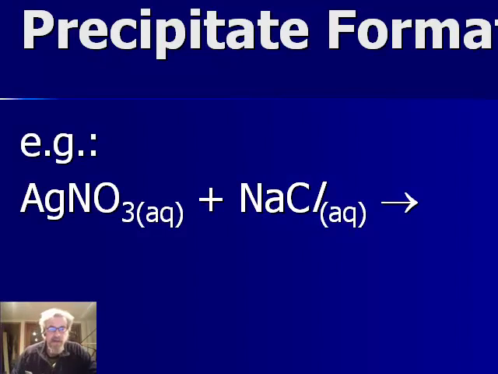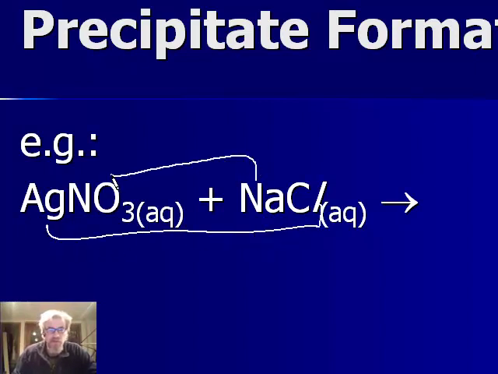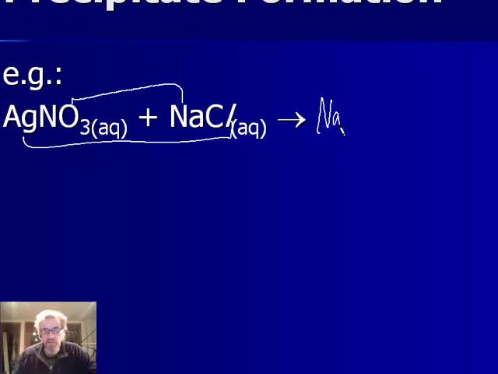Here's another example. If I had an aqueous solution, a dissolved in water solution of silver nitrate and sodium chloride, here would be the results. Again, you're taking the outside two and the inside two. So one of the products would be NaNO3. That turns out to be aqueous.